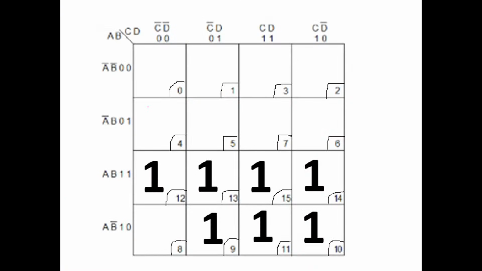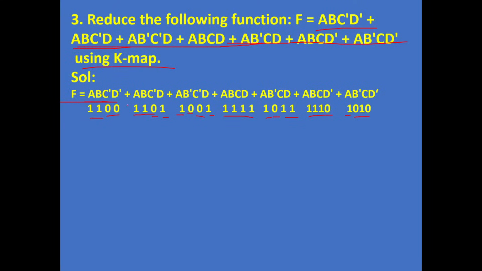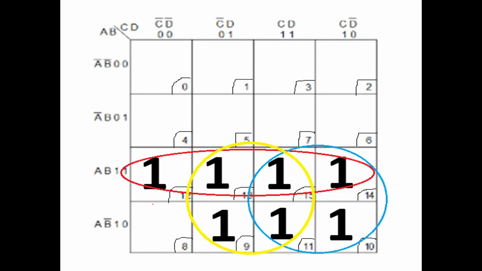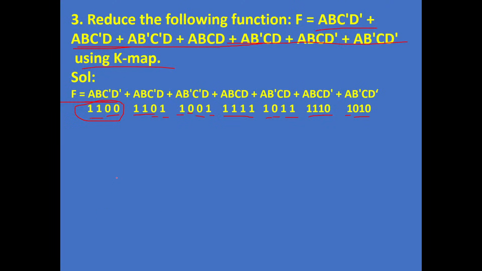Now, we just substitute that in the K map. Okay, first one is what? 1, 1, 0, 0. So here you see 1, 1, 0, 0. Put 1 in this box. Okay, next. What is next? Next one is 1, 1, 0, 1.